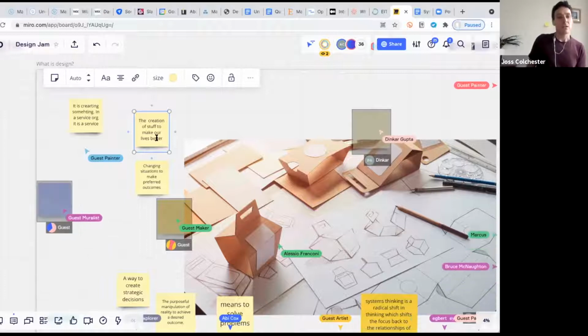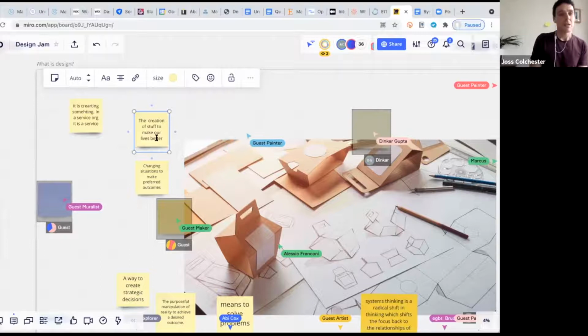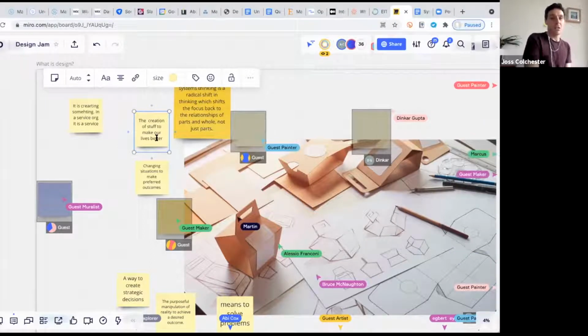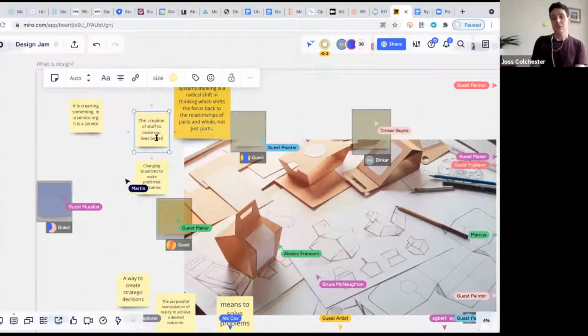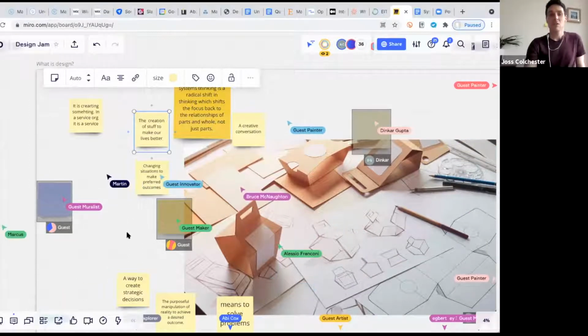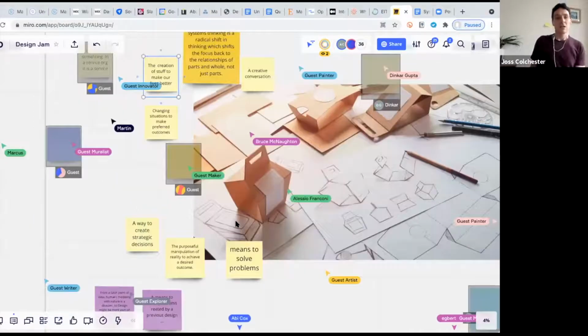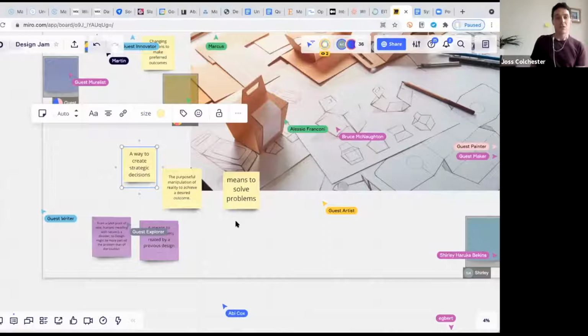So it's creating something in a service org. It is creating something in a service org. It is a service. Okay, it's definitely the creation of something. Changing situations to make preferred conditions. Yep. Altering, changing things to a more desirable state. A way to create strategic decisions. Who is this?